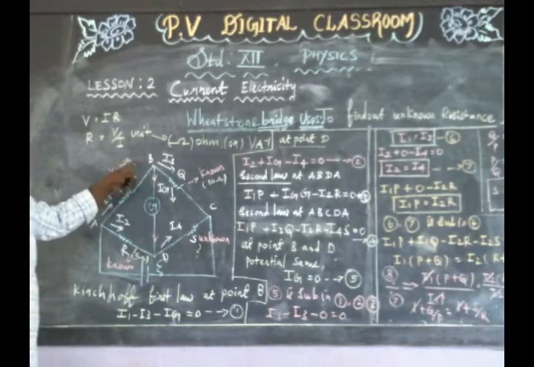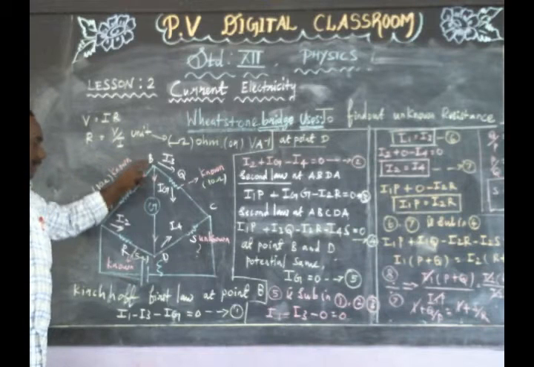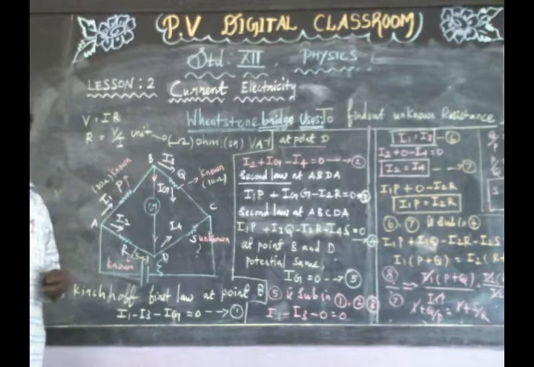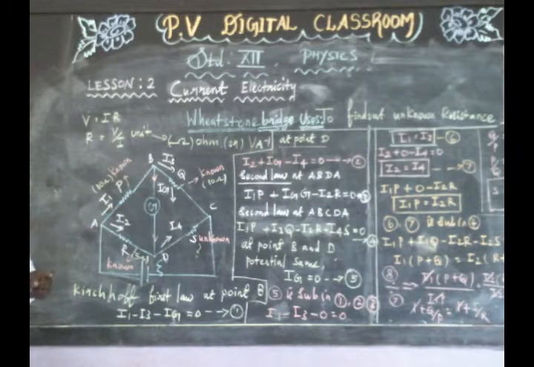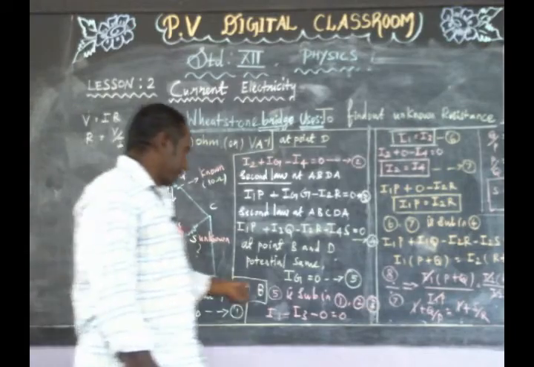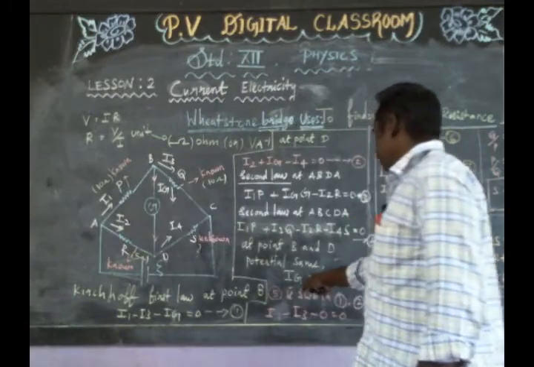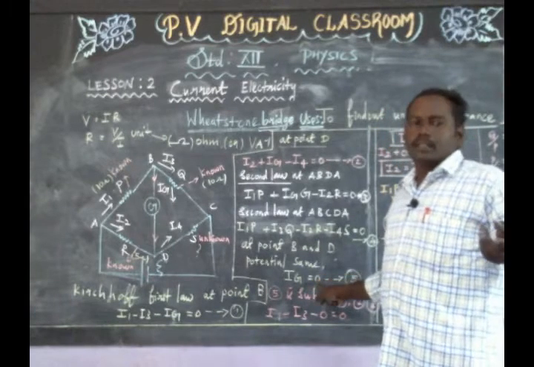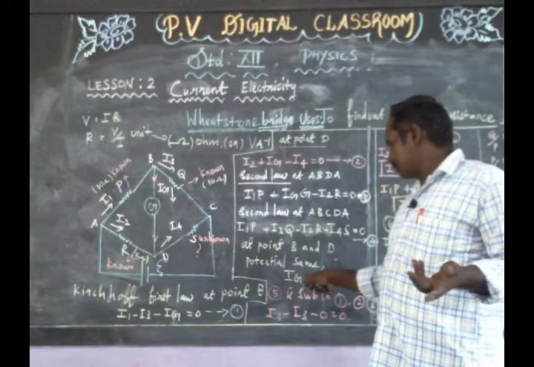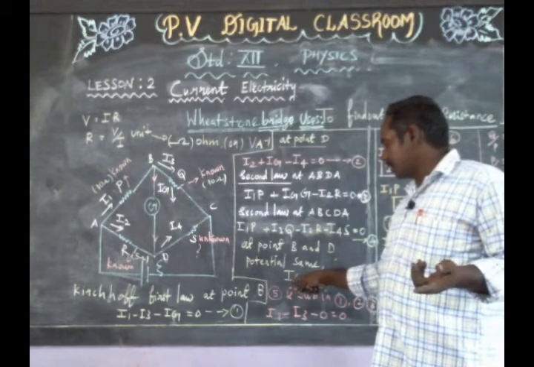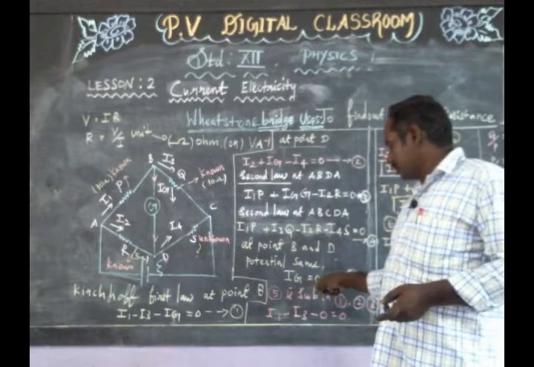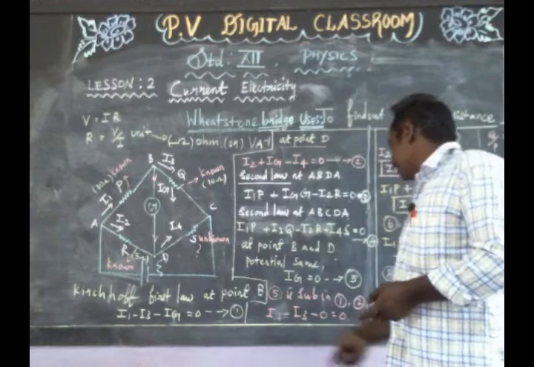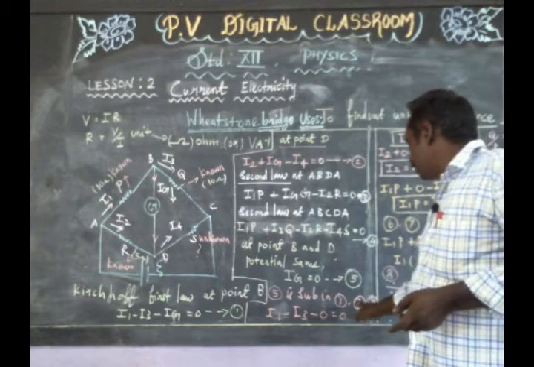The potential is the same at points B and D, so there is no current flowing through the galvanometer. With no current flowing through the conductor, the potential difference is 0, so Ig is equal to 0. This is equation 5. Equation 5 is substituted in equations 1, 2, 3.